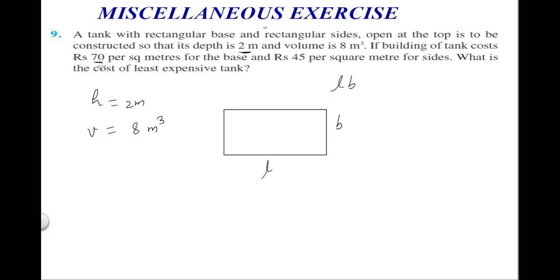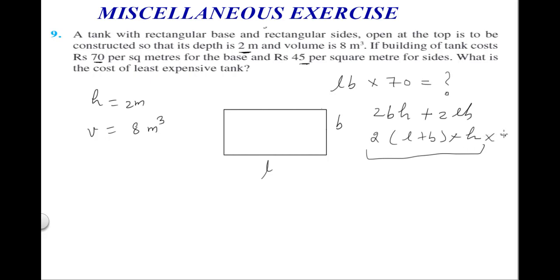And what is the cost of it? Rupees 70 per square meter. So if you multiply the area with 70, you will get the total cost for the base. And rupees 45 per square meter for sides. So for sides, you have 4 walls, right? What is the area of 4 walls? You can just see the opposite faces. Here it will be 2 times bh, and 2 times lh, that is 2 times, if you take h common, (l plus b) into h. This will be the area of 4 walls. You are going to multiply it with 45. It will give you the total cost for all the 4 walls. You will add these two and find the total cost. That is to be minimized. We have to find the least expensive cost.